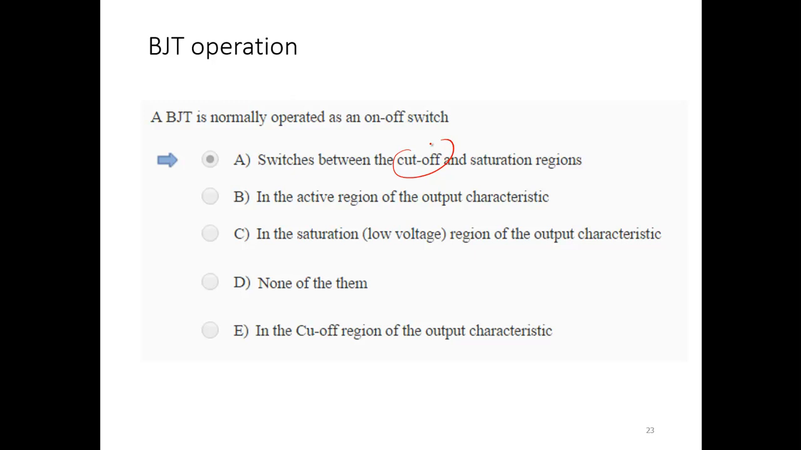In between, there is an active region. That is the region you normally operate in if you are using it as an amplifier. But for switching, you just switch. During the transition time it goes through that region, but that is a short time. As an amplifier, you bias it in the active region.